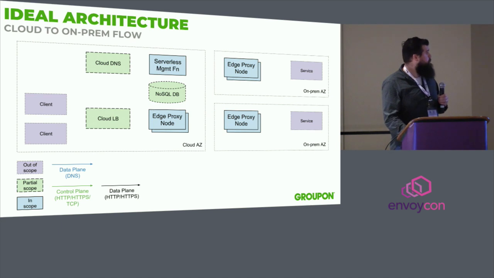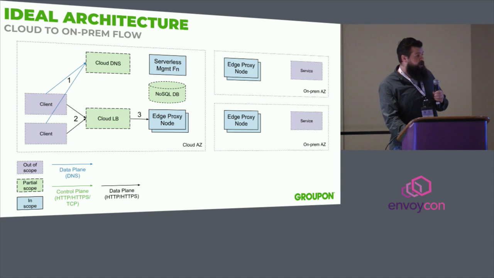So if we look at the connection, we see that the client's going to make that lookup against the cloud DNS. It's going to connect to that cloud load balancer, back to an edge proxy instance, to another edge proxy instance, and back to the service.